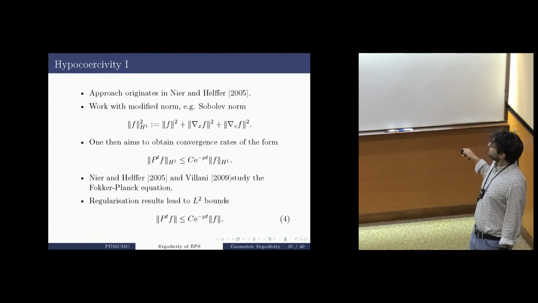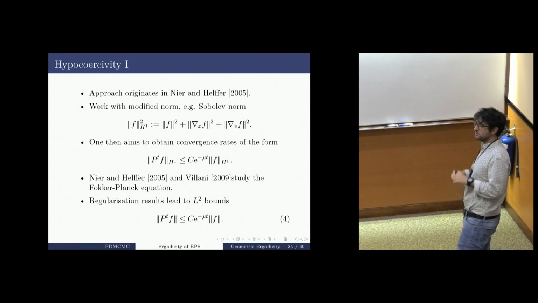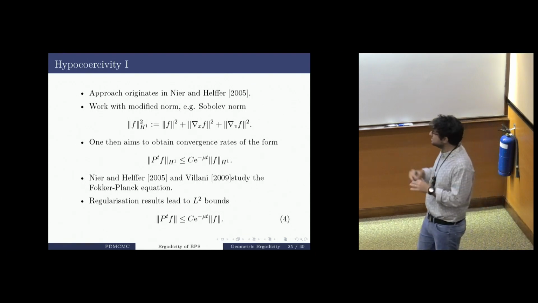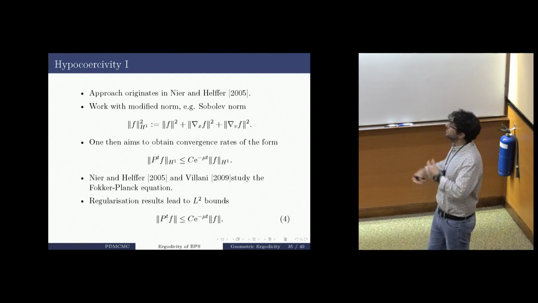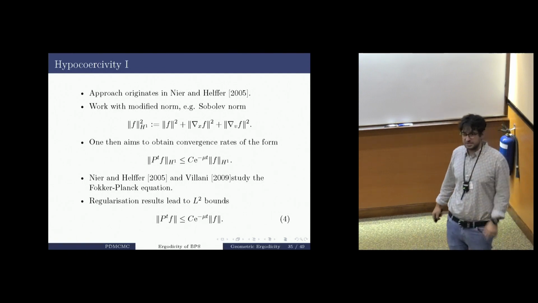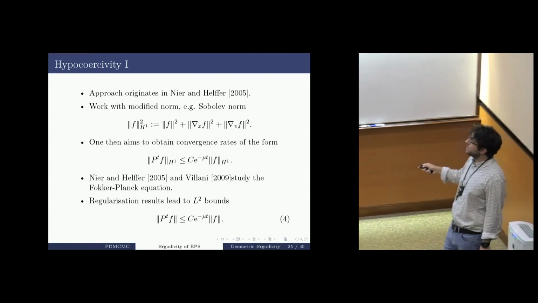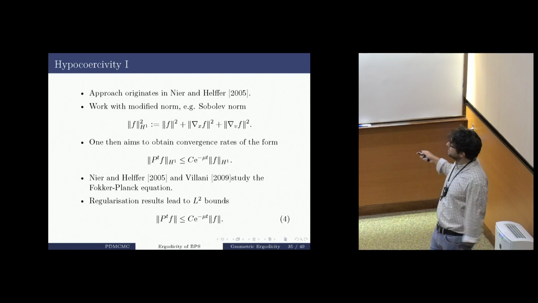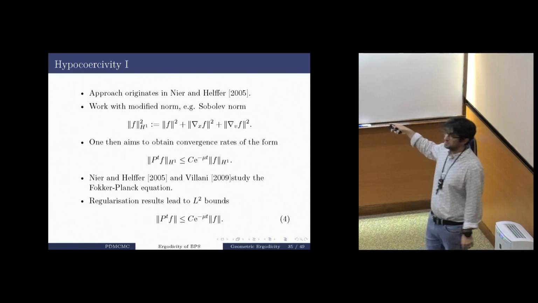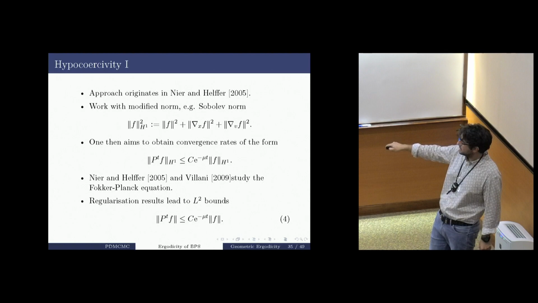Now, they were studying the Fokker-Planck equation, so they were actually studying convergence of transition densities to equilibrium. But you can actually take the dual approach and you can study convergence of expectations of functionals after time t. Now, in the Fokker-Planck equation, you can use regularization to get actually an L2 bound. So you can get an inequality of this form, okay? So this is actually quite nice, right? But look at the difference between this and that thing over there.